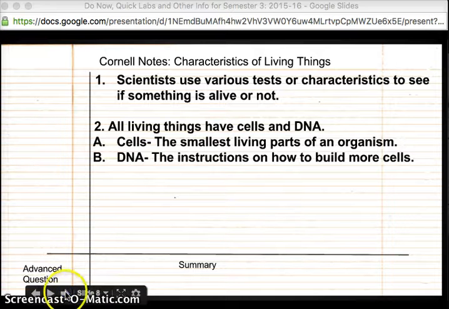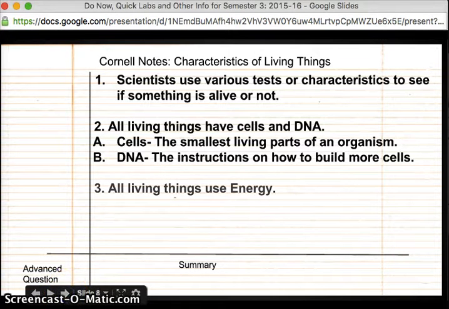Alright, the next idea. All living things use energy. So be it a slime mold, a tardigrade, any organism, we know it's living if it uses energy. If you're asking, well, plants, how do they use energy? They don't have mouths, they don't eat. Where do they get their energy from? Well, even plants use this process called photosynthesis to get energy from the sun. Go ahead and make up your question on the left-hand side. Pause the video if you need a minute.